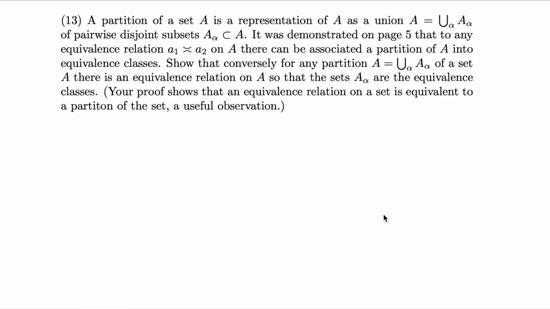It was demonstrated on page 5 that to any equivalence relation A1 equivalent to A2 on A, there can be associated a partition of A into equivalence classes. We now want to show that conversely, for any partition A is equal to union over alpha of A alpha of a set A, that there is an equivalence relation on A, so that the sets A alpha are the equivalence classes. This proof shows that an equivalence relation on a set is equivalent to a partition on the set, which is a useful observation for other problems.